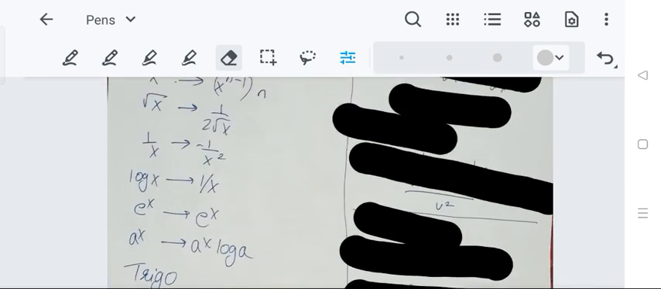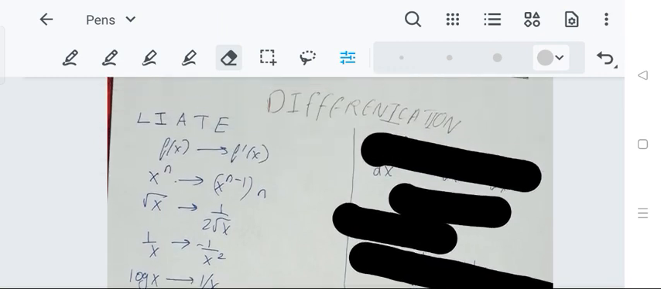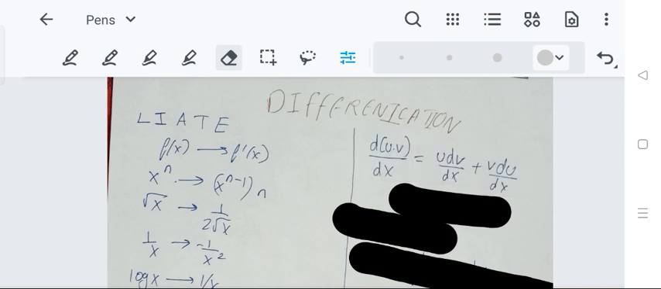Now there is a formula which is quite used in differentiation, that is multiplication of two functions. Suppose the first function is u and the second function is v. So differentiation is differentiation of the second function into the first function plus differentiation of the first function into the second function. Generally it is represented as u v dash plus v u dash.